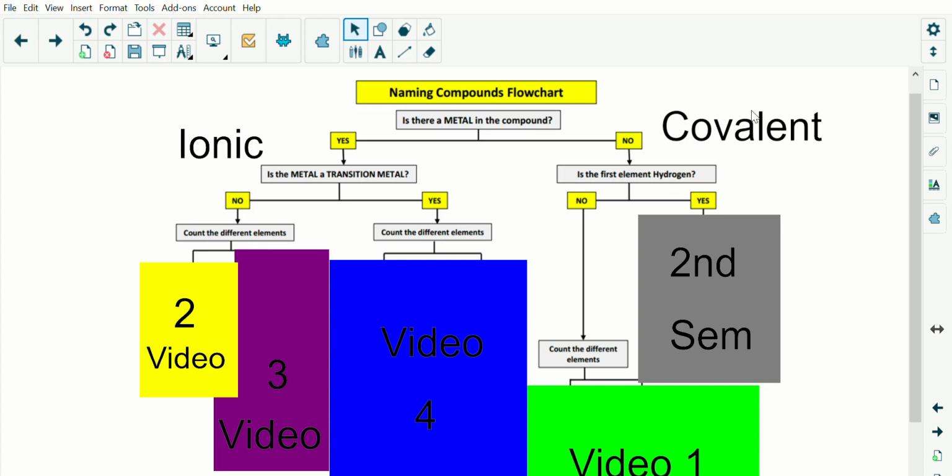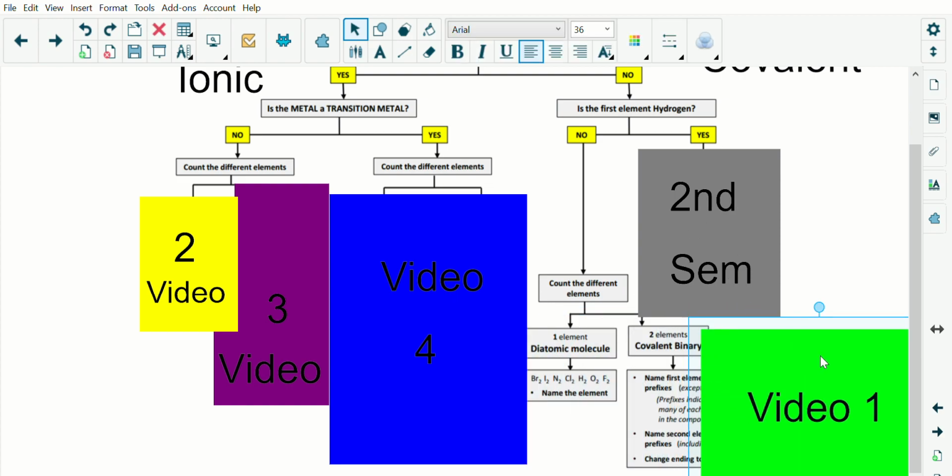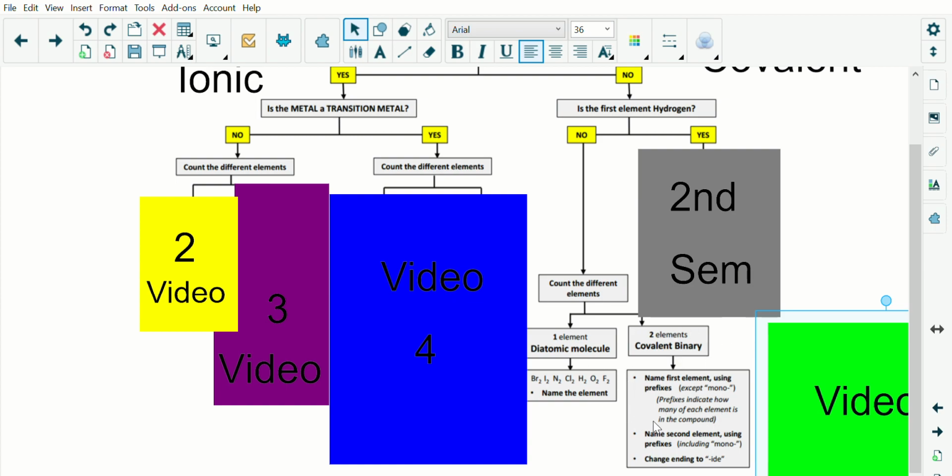Which brings me to the topic of the first video, which is going to be covalent. So essentially, if you have a covalent compound, a compound or molecule, and there's nothing else there, so there's no metal, essentially, we're going to go down here for first semester. This, again, second semester is not something you need to worry about. So this video is going to go over these rules.